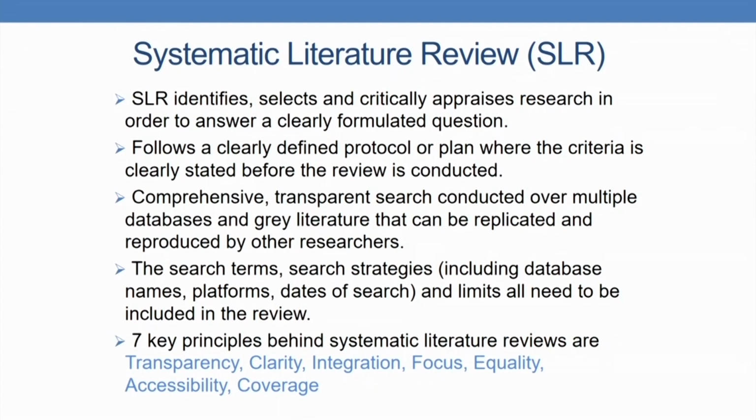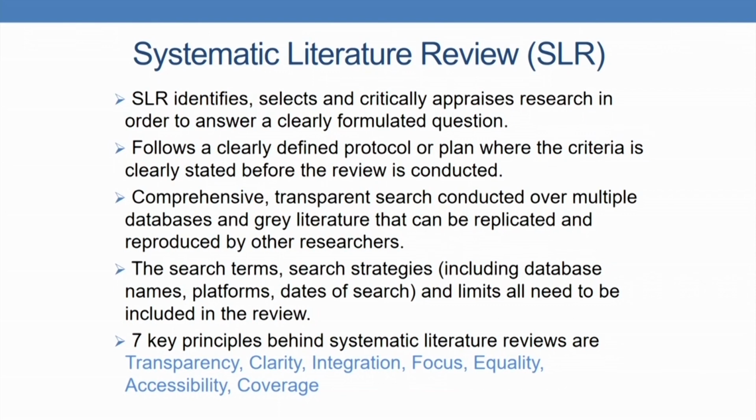How do we then come up with a comparison, how do we come up with an overall picture of what is the effect of complementary feeding practices on the nutritional status of children? It is in these situations that systematic review of literature becomes of utmost importance. Now, what does the systematic literature review do? It does the following: SLR identifies, selects and critically appraises research in order to answer a clearly formulated question.